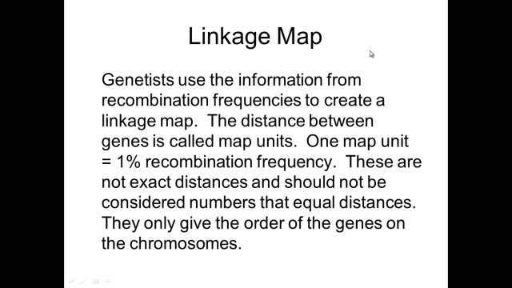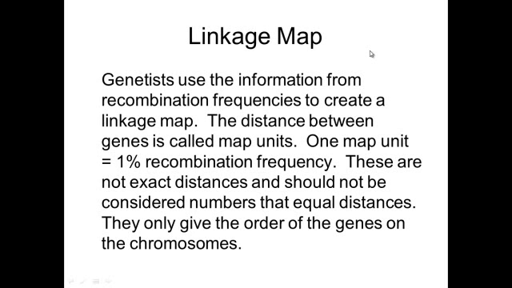We then use linked genes to help figure out where genes are on the chromosomes. They created an arbitrary unit called one map unit, which is equal to 1% of the recombination frequency. So if something crosses over and recombines in 20% of the offspring, then it would be 20 map units. Okay? That's how you figure it out.